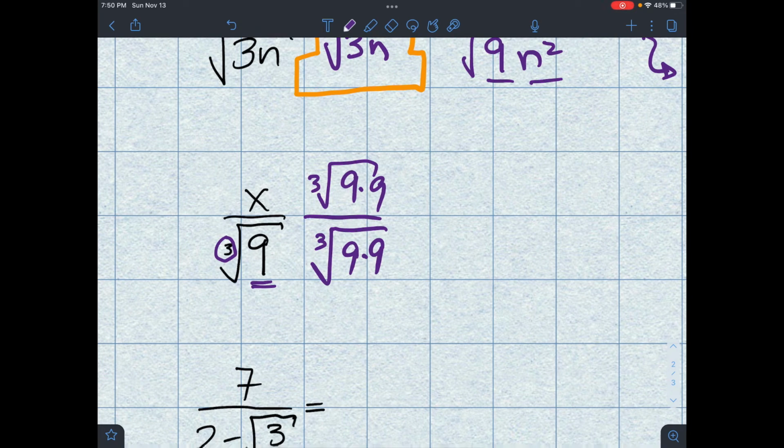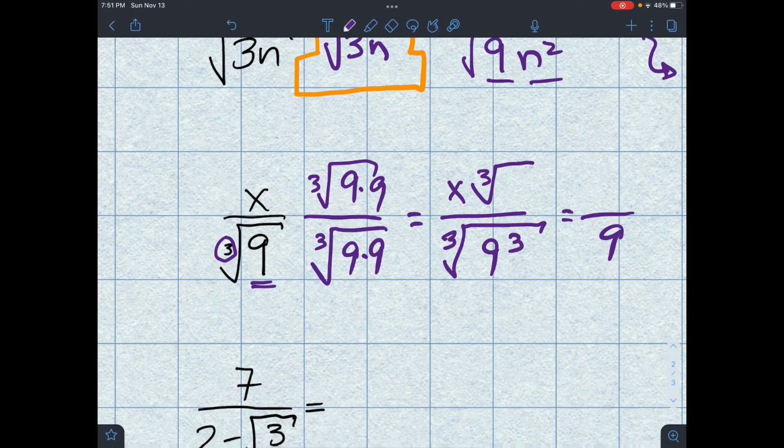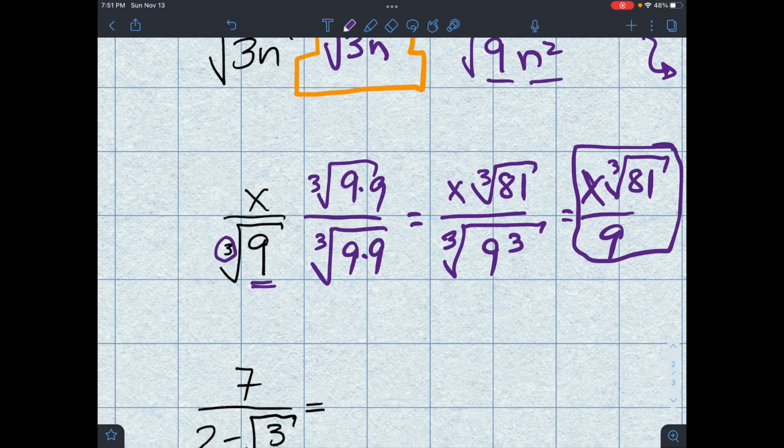Now I have 9 cubed in essence, yes? So I have the third root of 9 to the third power. And that's just going to be 9. Upstairs, 9 times 9 is 81. So I have x times the third root of 81. Okay?